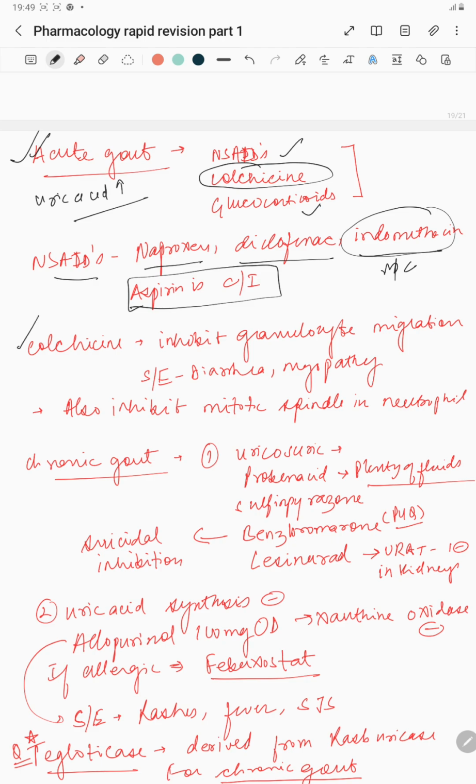Important drug colchicine: the mechanism is that it inhibits granulocyte migration. The side effects are diarrhea and myopathy. It also inhibits the mitotic spindle in the neutrophil. That is an anti-mitotic activity.